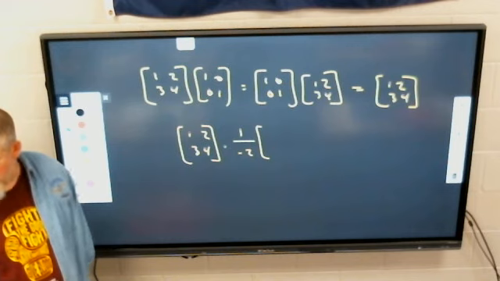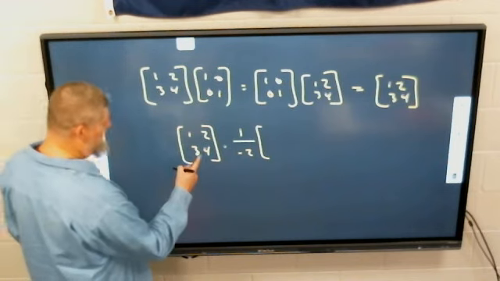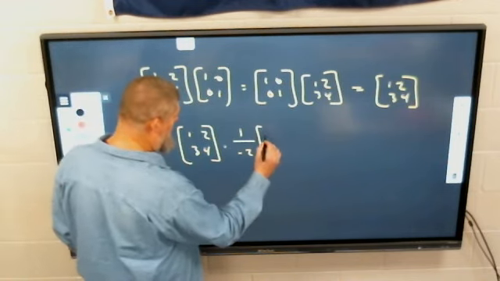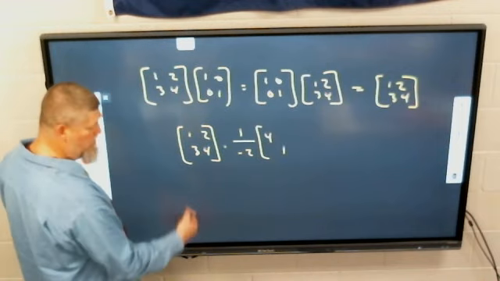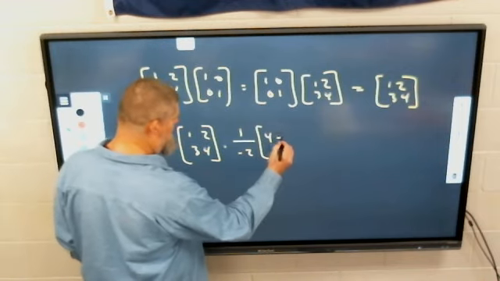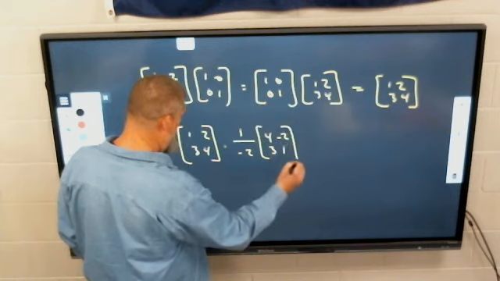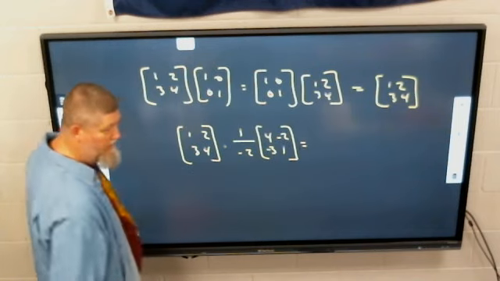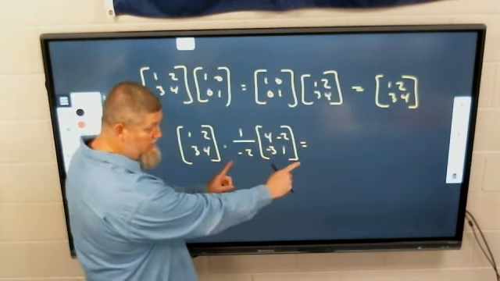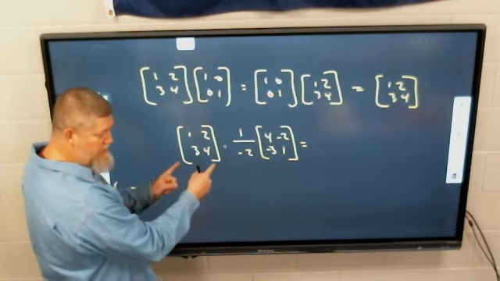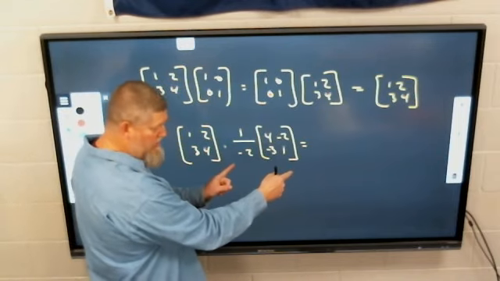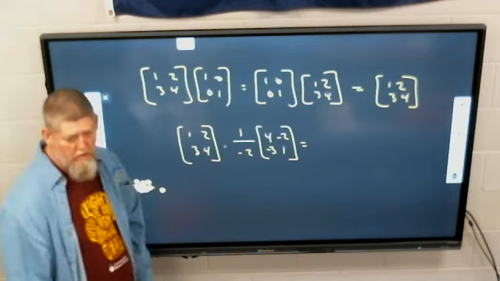Then how do I switch it around? What do I switch to get the inverse? You switch D and A, so I switch 4 and 1. And what do I do to the 2 and 3? Change the signs. Okay, now this is the inverse, right? This is the original matrix times its inverse. What's that going to be equal to?